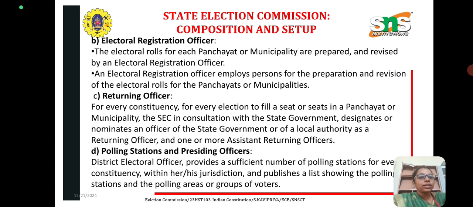Next is polling stations and presiding officers. The district electoral officer provides a sufficient number of polling stations for every constituency within his jurisdiction and publishes a list showing the polling stations and polling areas or groups of voters.